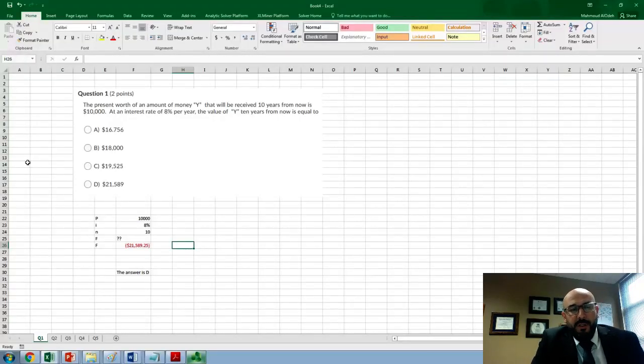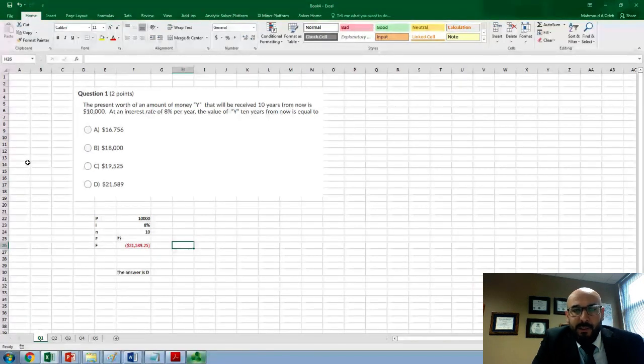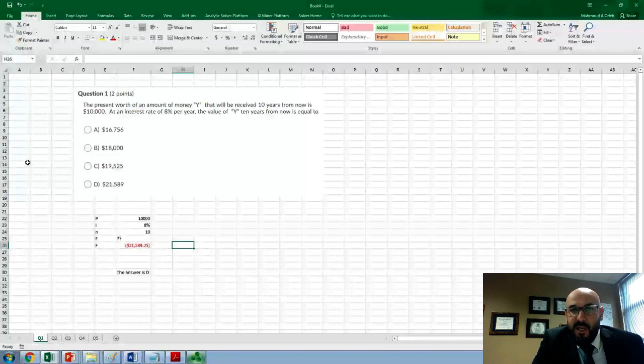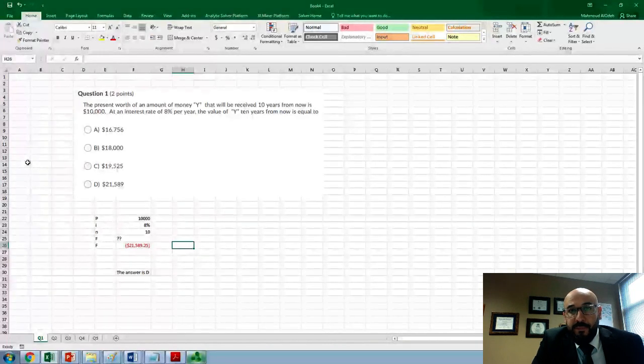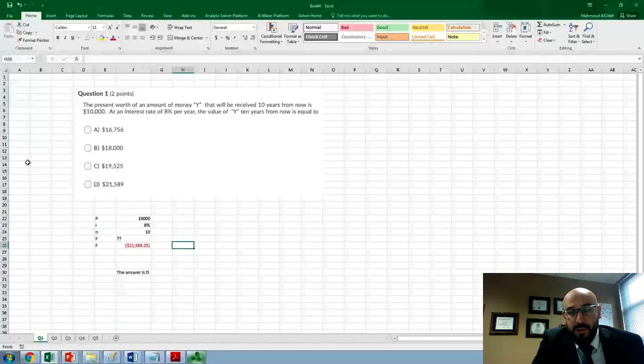Hi, Chapter 2, Time Value of Money. In this chapter we've learned about the time value of money, the present value, the future value, the annual payment, and we've learned about the compound interest rate and a simple interest rate.